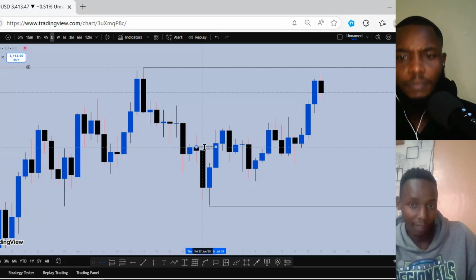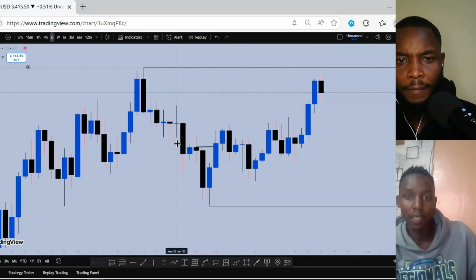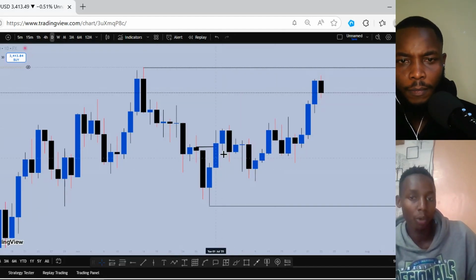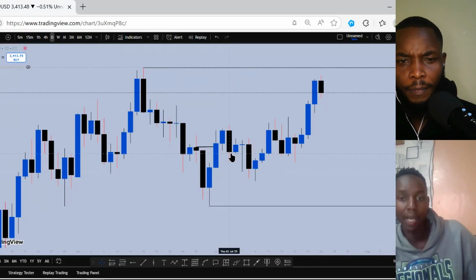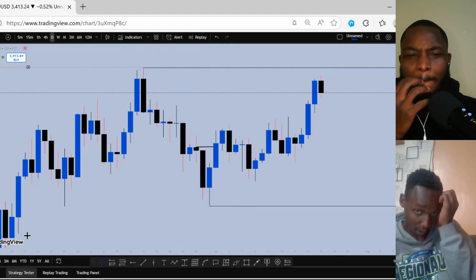So after I've seen that, this to me is a market structure shift. The market is shifting from being bearish. Now we can anticipate bullish prices. And also the second thing I loved seeing is we had formed that fair value gap. And this is the fair value gap.